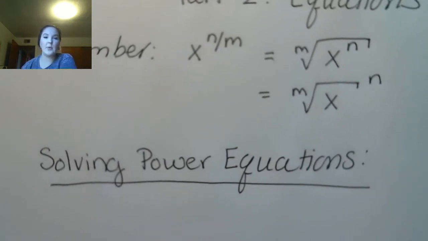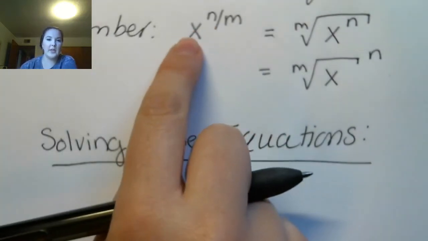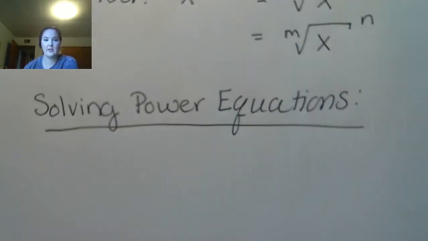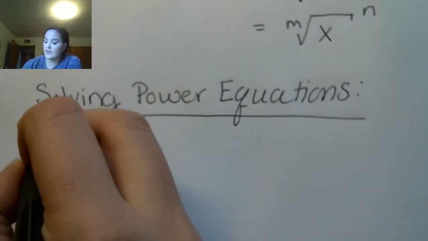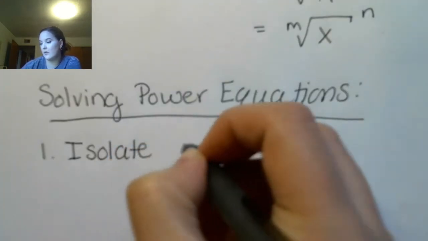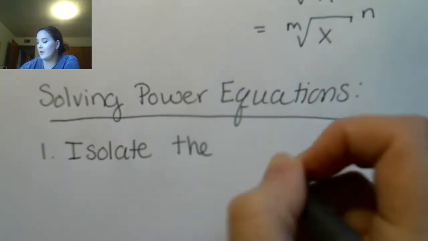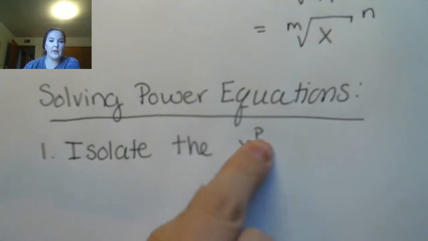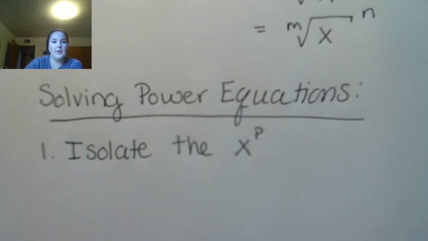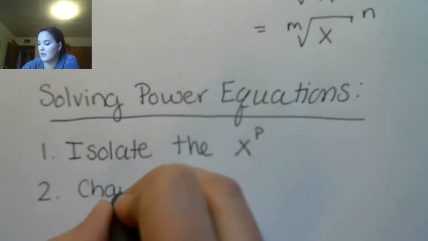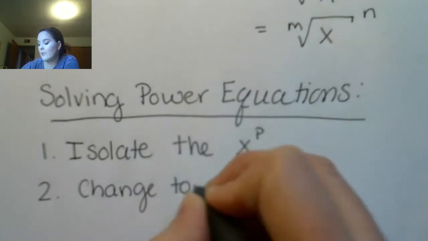Okay, so these types of equations where you have a variable in the base and a number in the exponent are called power equations. So the first thing we're going to do is isolate the x to the p, so the variable to the numerical power. Then we're going to change to radical form.